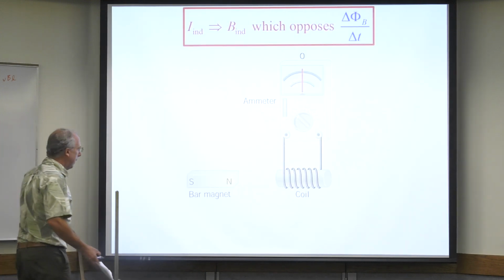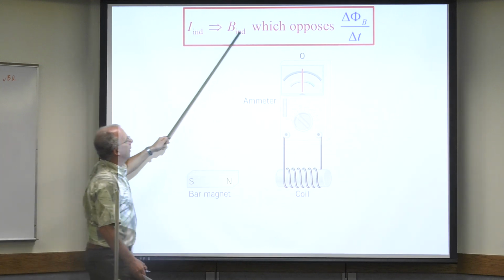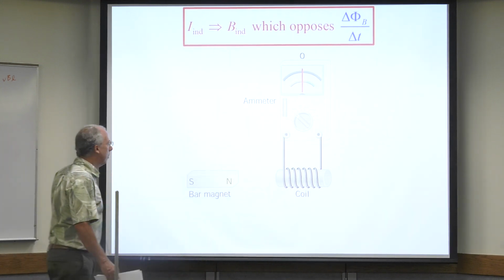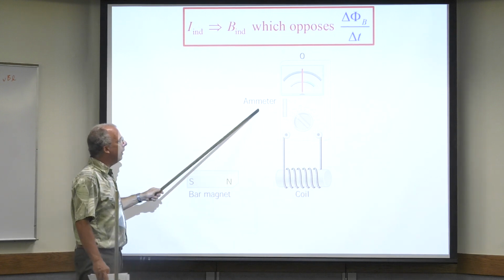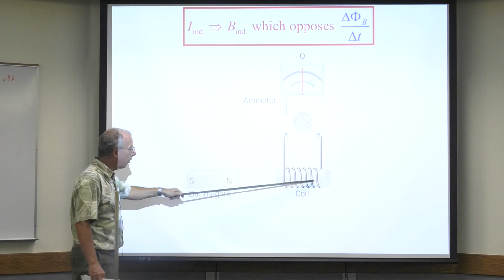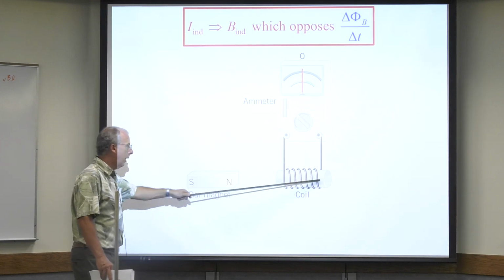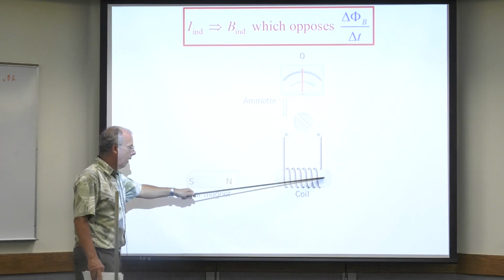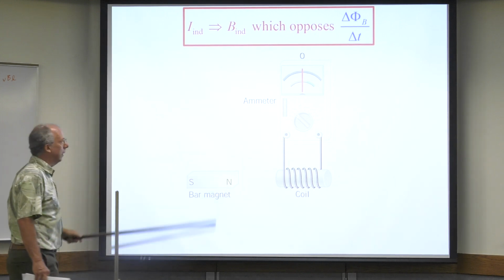Okay, so this is Lenz's law, right? Here's a situation. This is called the ammeter. It measures the current, right? Here's just a coil of wire with a piece of metal inside, iron or something like that. Here's a magnet.